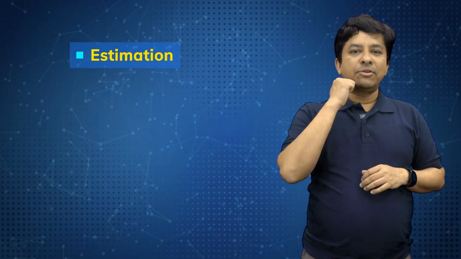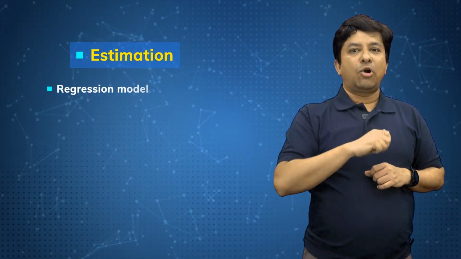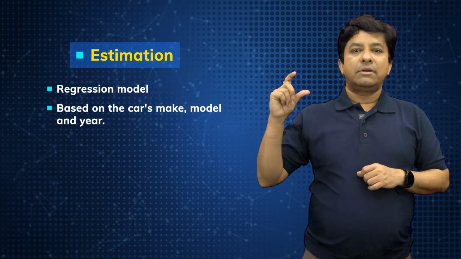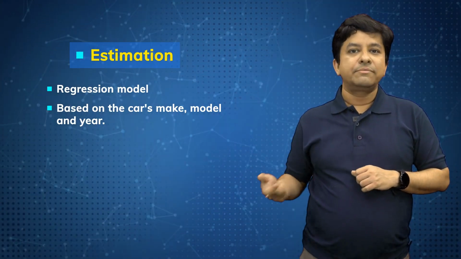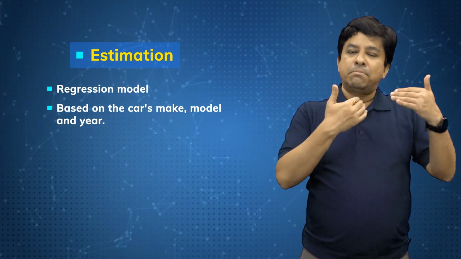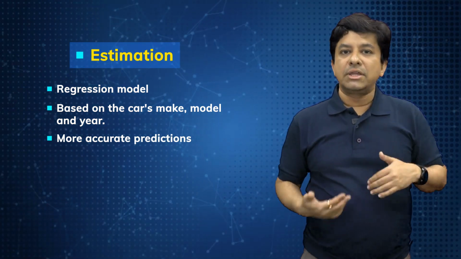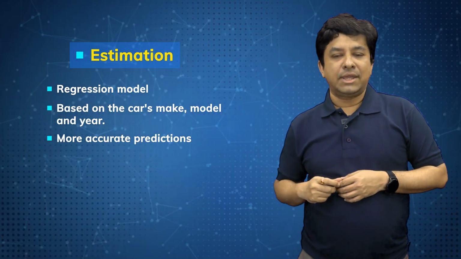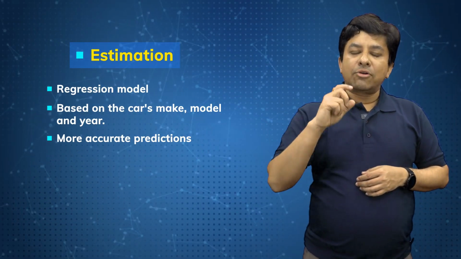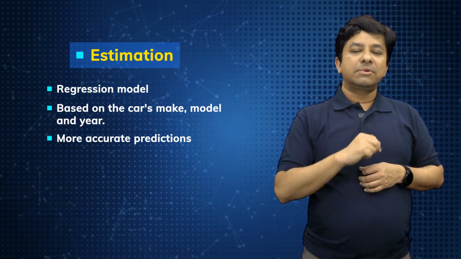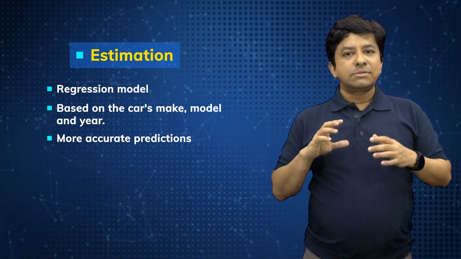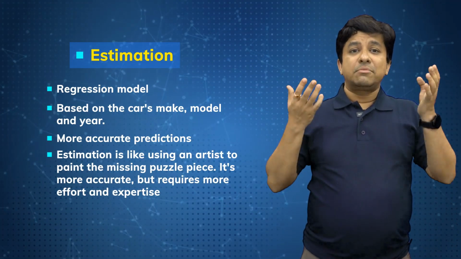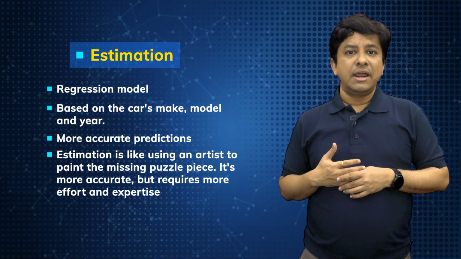Let's take a look at the third way, right? Where you use a regression model to predict the missing prices. That is based on the car's type, make, model, and year. The method can provide somewhat better predictions than the simple average or simple mean value of the price variable that we took before. It requires a deeper understanding of the data set and suitable statistical models, right? So it's much like an artist trying to paint the missing puzzle piece. It's more accurate, but it requires effort and expertise, right?